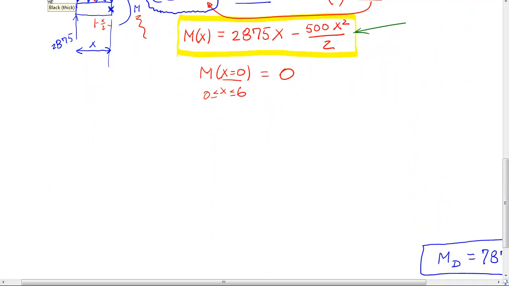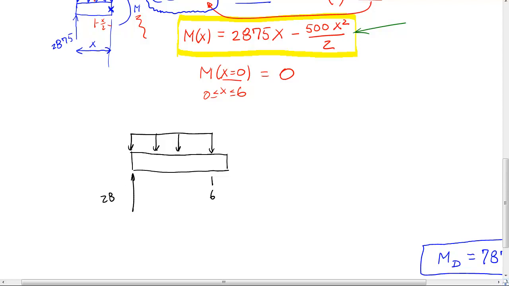Let's take a look at our beam. The beam itself, completely loaded. We'll just say this is 6 right here. This is our 2875. And we're going to say our moment here is a little bit different now. As we found out before, this is 500 times 6, or 3,000 pounds.